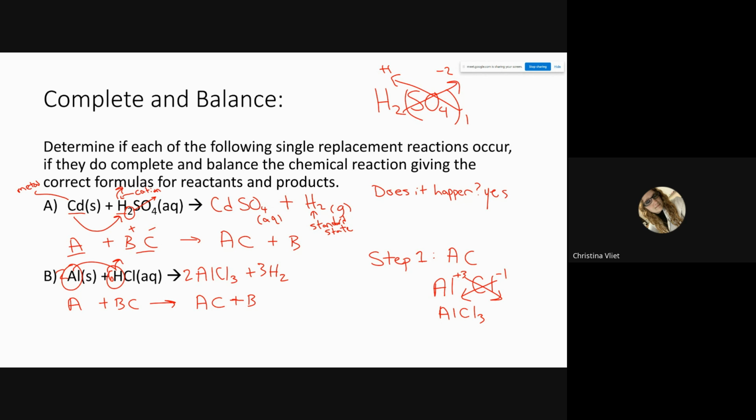All right, so that was step 2. What's step 3? States of matter. Your ionic compound is always going to be aq, and H2 is its standard state, which is?